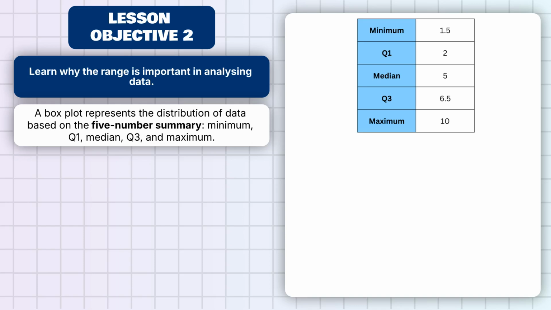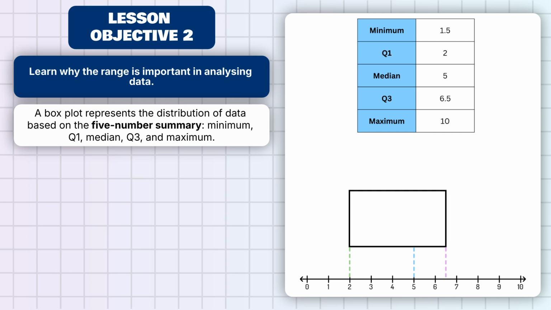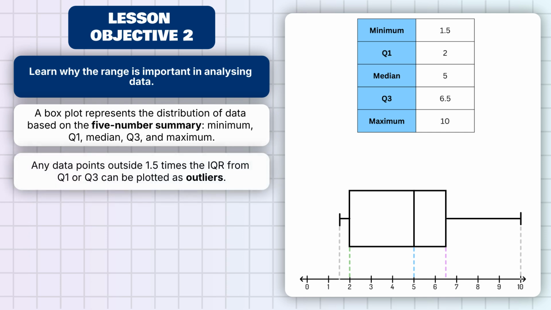To draw a box plot, first draw a number line that covers the range of the data. Then mark Q1, median, and Q3 on the number line. Next, draw a box from Q1 to Q3 with a line at the median. After this, draw whiskers from the box to the minimum and maximum values of the data. Any data points outside 1.5 times the IQR from Q1 or Q3 can be plotted as outliers.